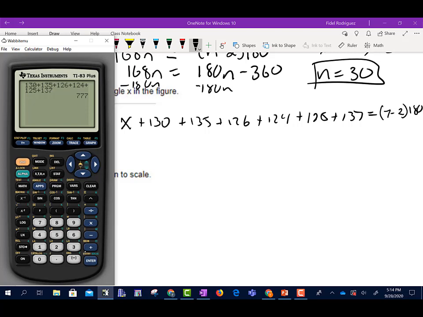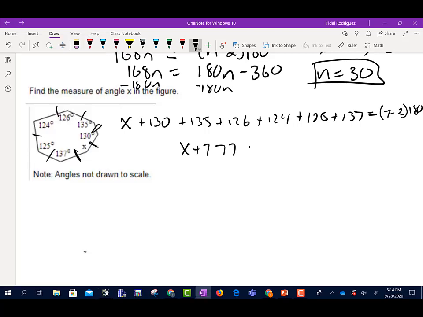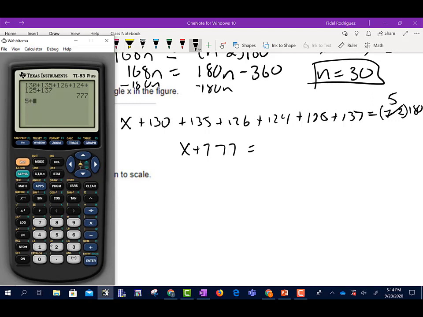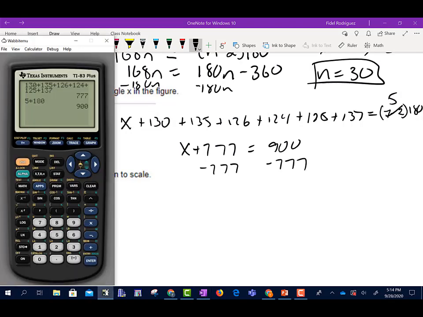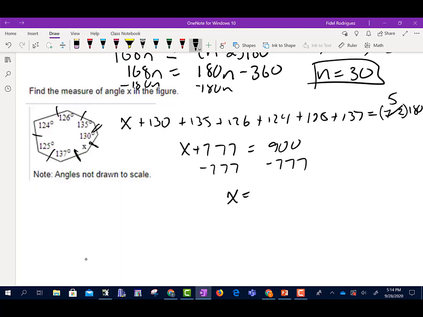Okay, so x plus 777 is equal to 7 minus 2, which is 5, so this is 5 times 180. 900. Okay. So now I've just got to subtract 777 on both sides. 900 minus 777 equals 123. And there's the measure of my angle. Okay.